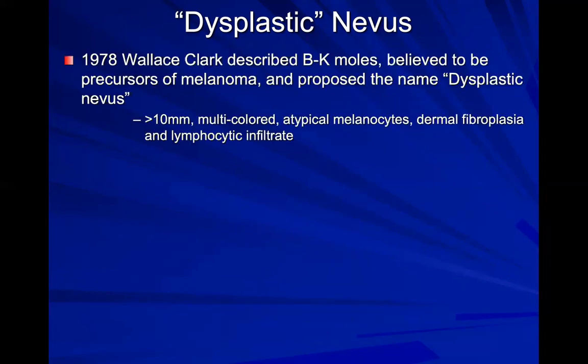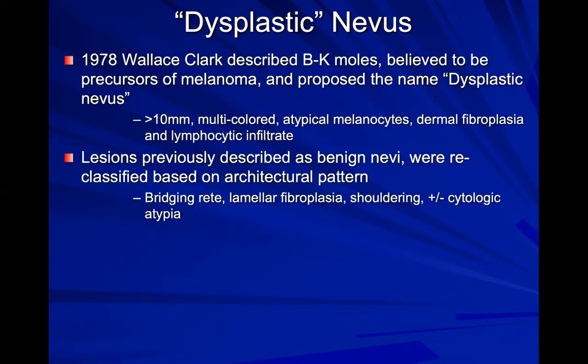So back in 1978, Wallace Clark described BK moles. There were these brothers, and they had many, many atypical appearing nevi, and they went on to develop many melanomas. And this was named the dysplastic nevus syndrome. He biopsied some of these very large atypical looking nevi, and he described their characteristics. They were all greater than 10 millimeters, so they were large. They were multicolored, very atypical looking, and in their histopathologic description, they had atypical melanocytes. They had a lot of dermal fibroplasia and a lymphocytic infiltrate, among other features that he described.